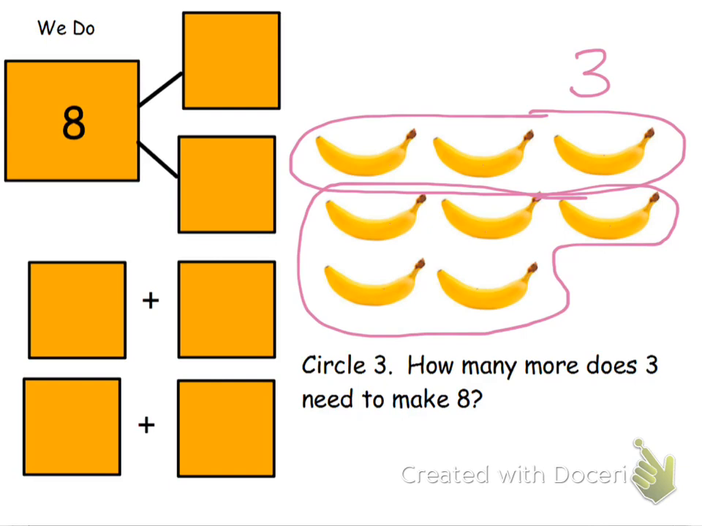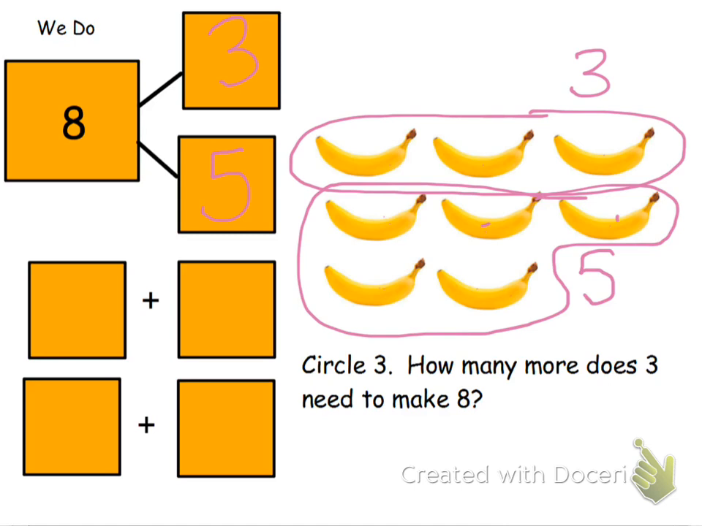Let's see how many more is in that other part that makes 8. 1, 2, 3, 4, 5. Oh, so 3 and 5 make 8. So we know that 3 is one of our parts and 5 is one of our parts, because we need 3 and 5. We got to put those two together to make our whole, which is 8.